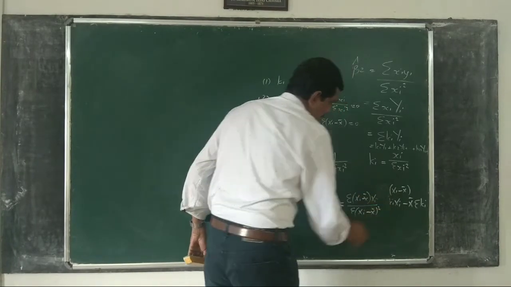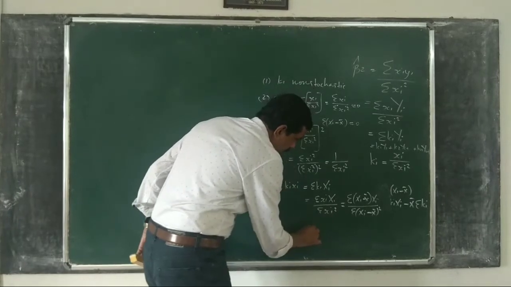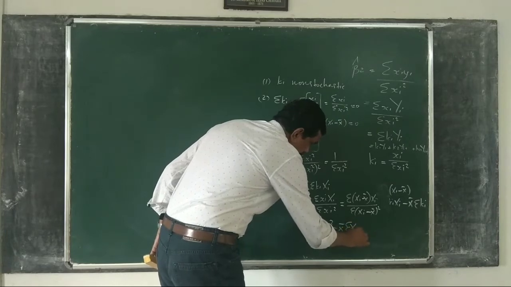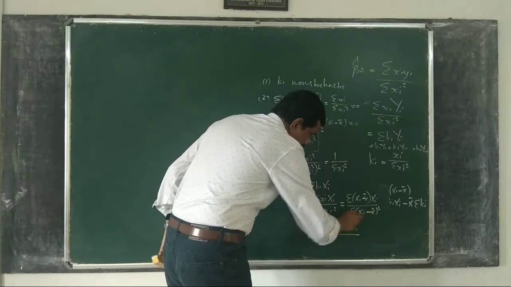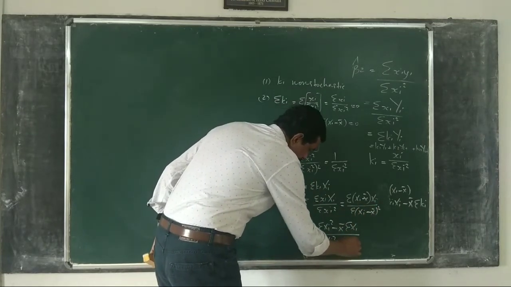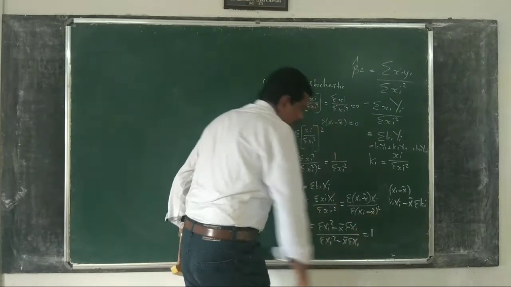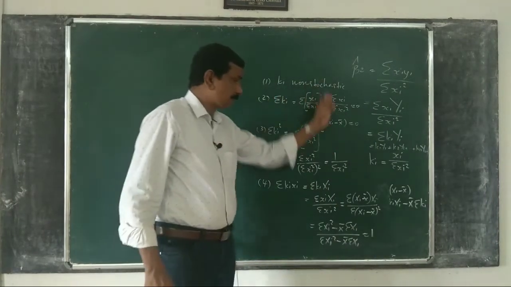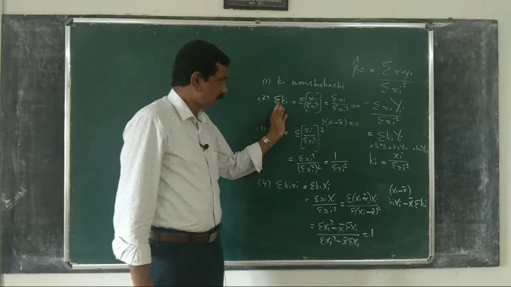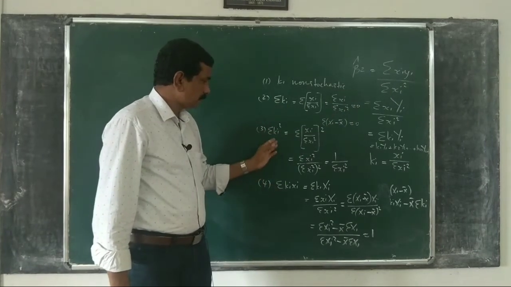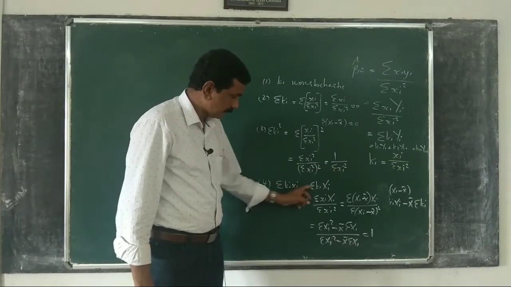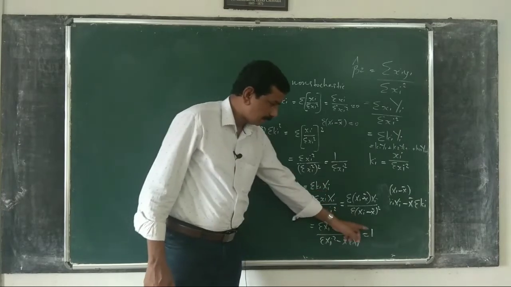Sigma xi minus x bar square can be written as sigma xi square minus x bar into sigma xi. A derivation of this, an expansion, we have considered earlier, that is sigma xi square minus x bar into sigma xi equal to 1. So remember these properties of ki. Ki is non-stochastic. Sigma ki is equal to 0. Sigma ki square is 1 by sigma xi square. Sigma ki xi is equal to sigma ki capital letter Xi is equal to 1.